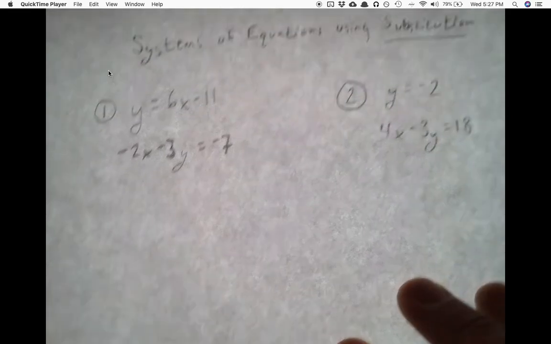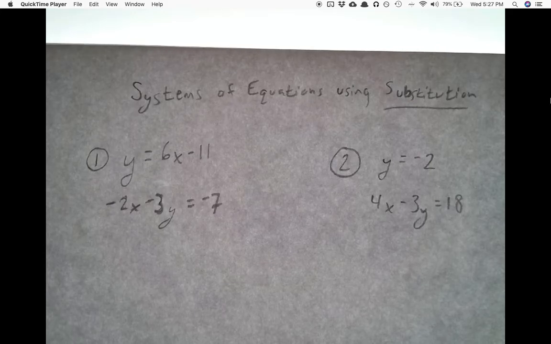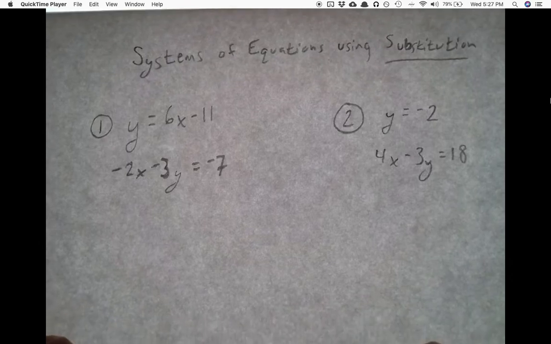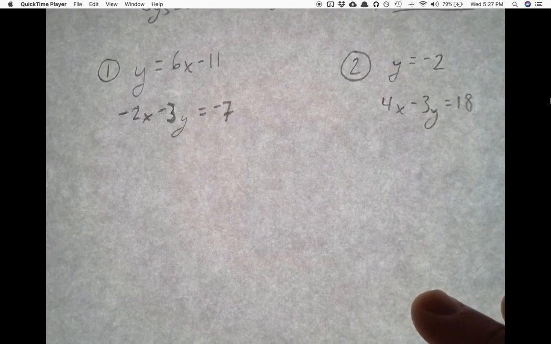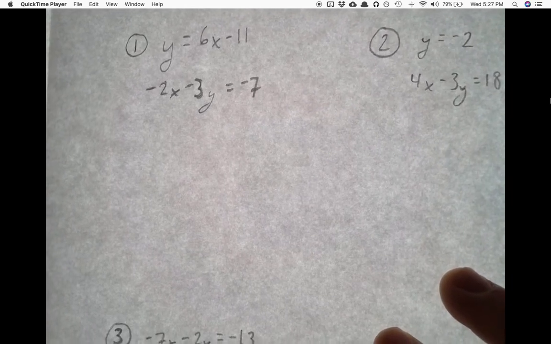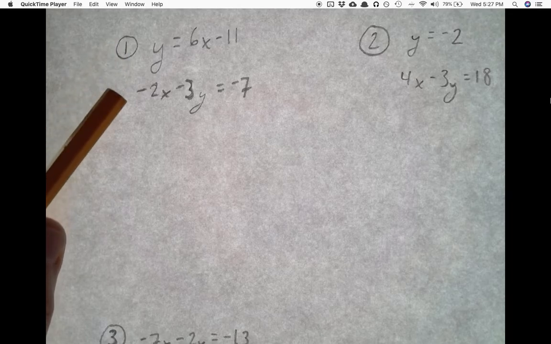Alrighty. In this lesson, we're going to be looking at systems of equations, how to solve systems of equations by using substitution. I have 3 examples that we're going to do together, and then you'll get a chance to try some others on your own. Let's get to it.